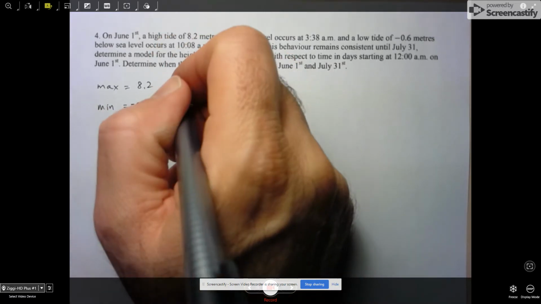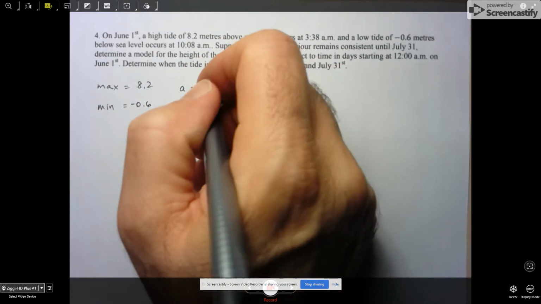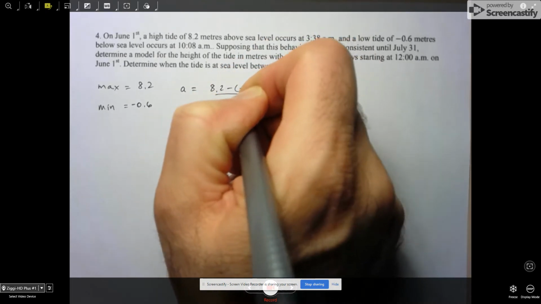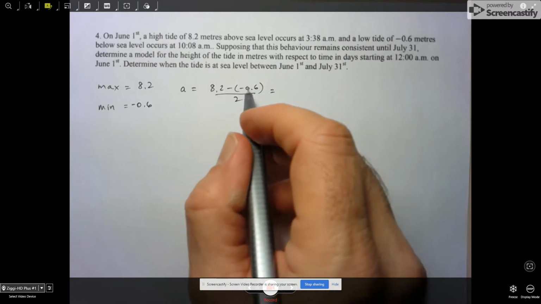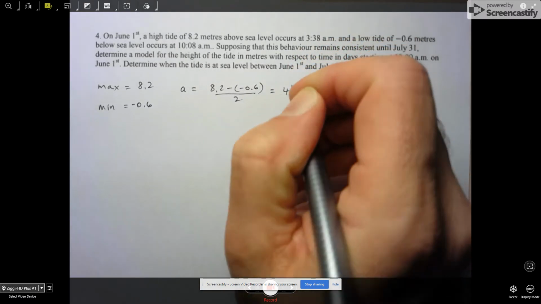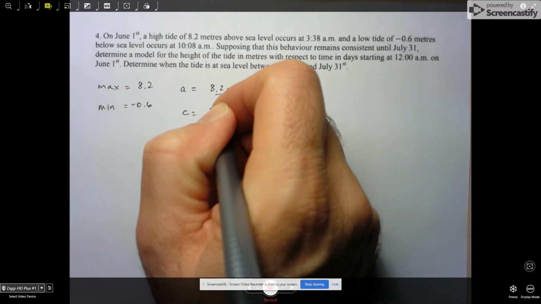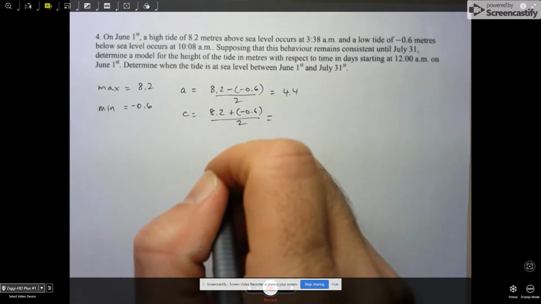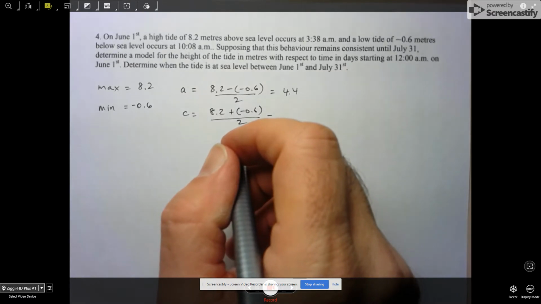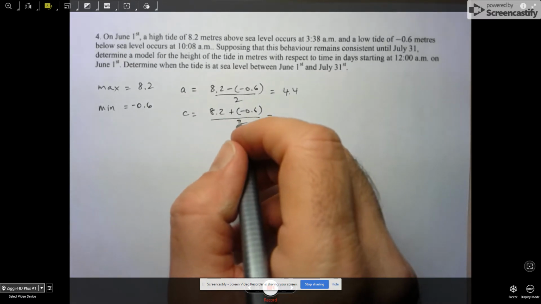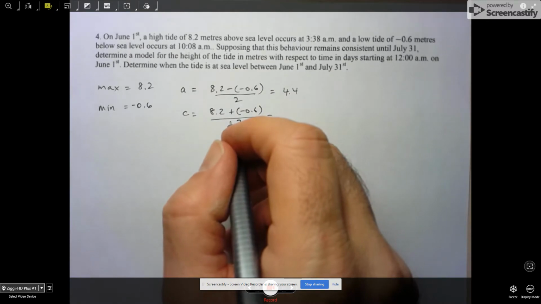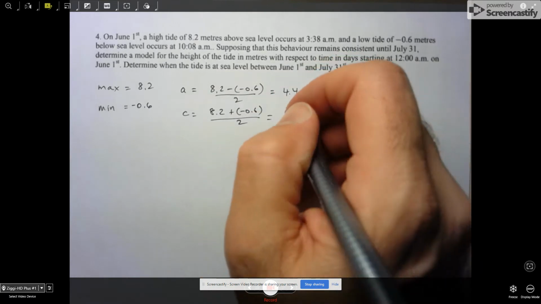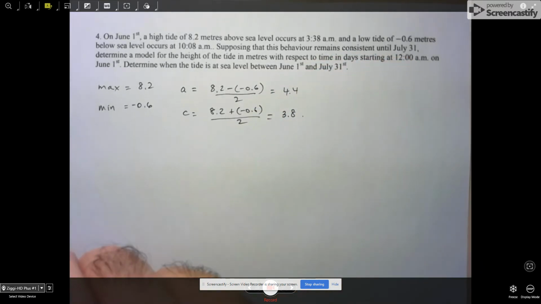In fact, let's do that right away. So A is equal to 8.2 minus negative 0.6 over 2. So that's 8.8 divided by 2 is 4.4. Here, C is equal to 8.2 plus negative 0.6 over 2. So that's 7.6, divided by 2, so 3.8. There we go, we got it.